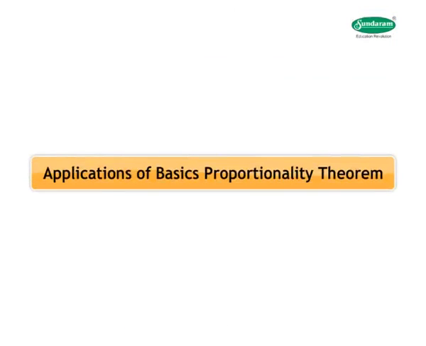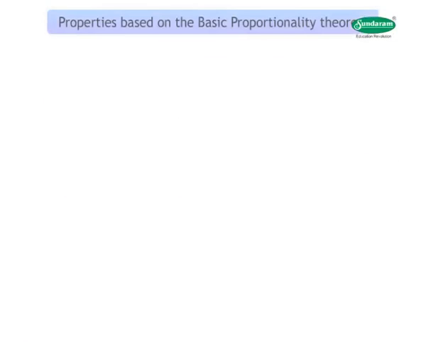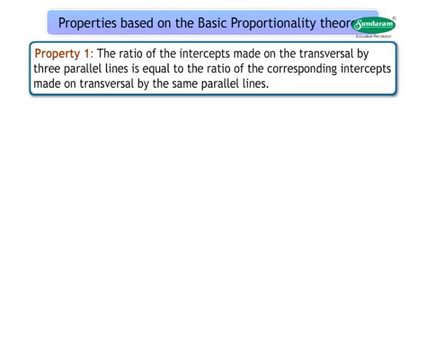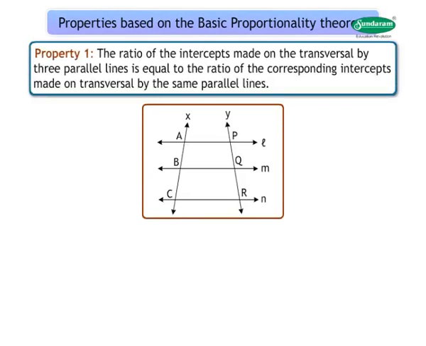Now let's study few applications of basic proportionality theorem. Let us learn the following properties that are based on the basic proportionality theorem. Property 1. The ratio of the intercepts made on the transversal by three parallel lines is equal to the ratio of the corresponding intercepts made on transversal by the same parallel lines.